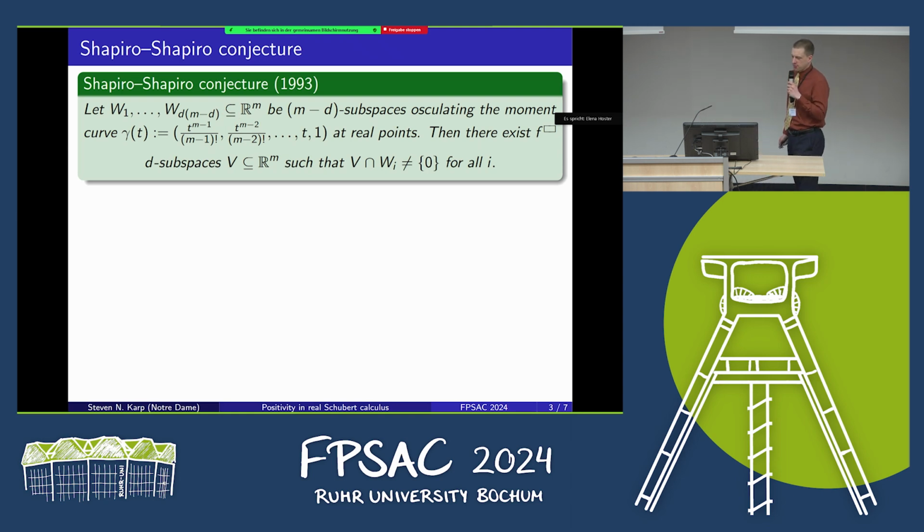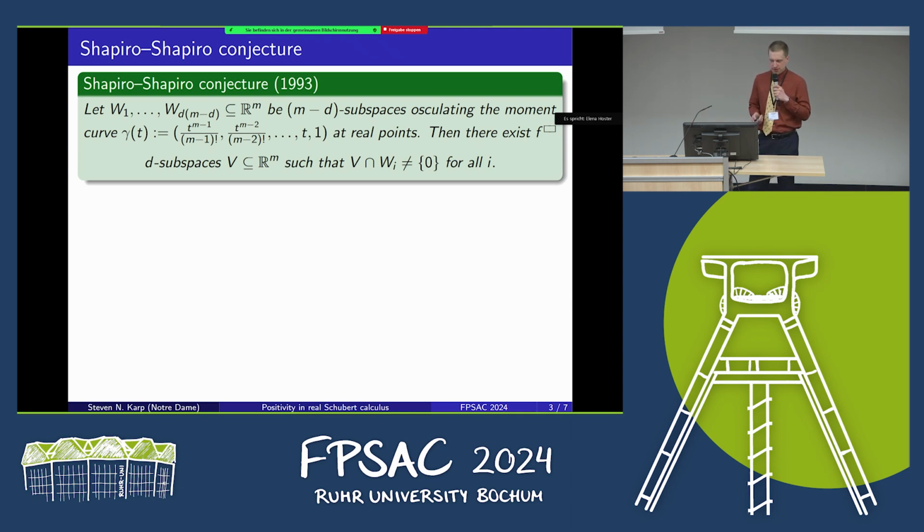Okay, and we're going to take each of our w sub i's to be an osculating subspace to gamma. So an osculating subspace is a higher dimensional version of a tangent line. To get an osculating subspace, we just choose some number t and look at the subspace spanned by gamma of t, the first derivative of gamma at t, and the second derivative of gamma at t, and so on until we get m minus d vectors to span an m minus d subspace.